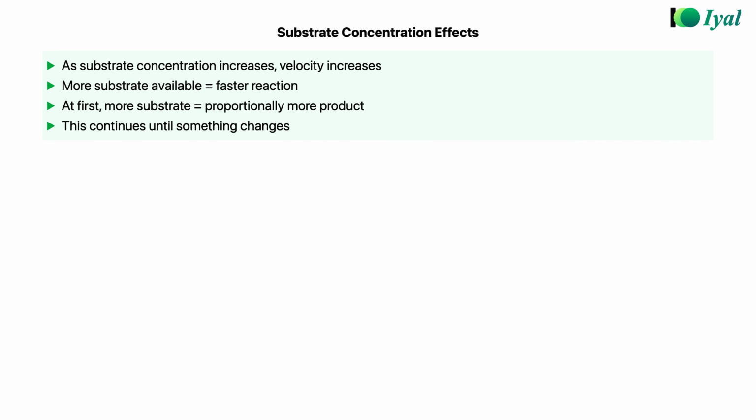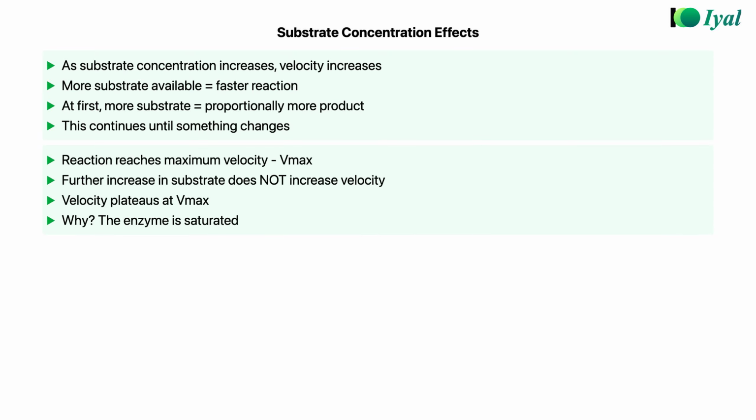Now let's look at substrate concentration. As you add more substrate, the reaction goes faster. More substrate means more chances for enzyme-substrate complexes to form. More complexes forming means more product being made per unit time. So velocity increases. But there is a limit. Eventually, the reaction reaches a maximum velocity, we call it Vmax. After that, adding more substrate doesn't make the reaction faster.